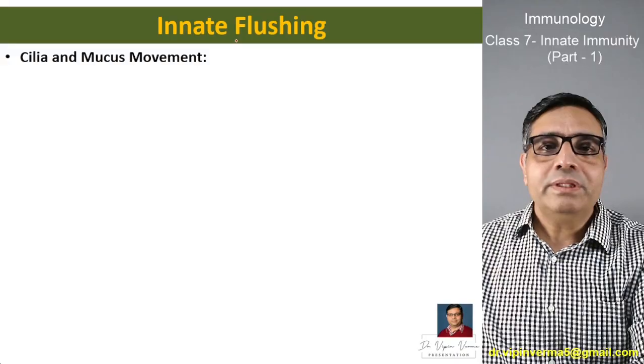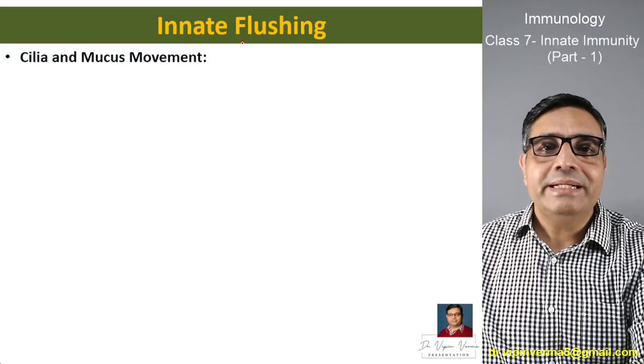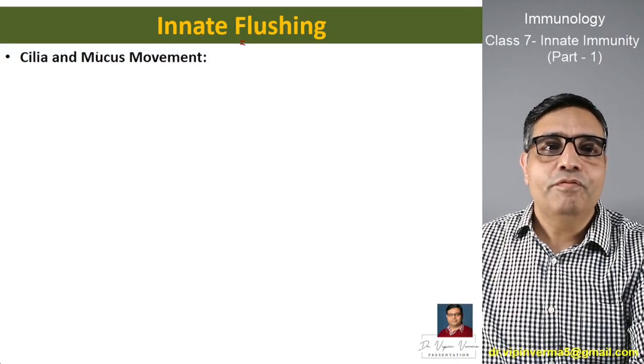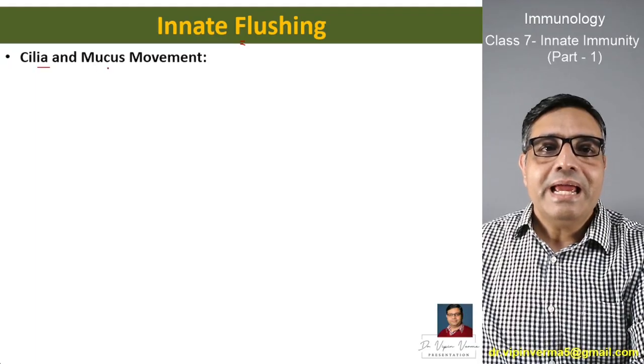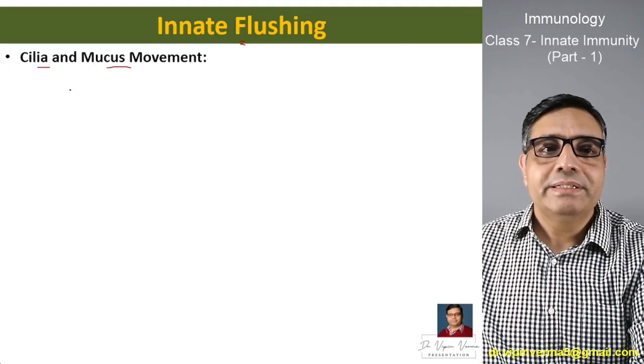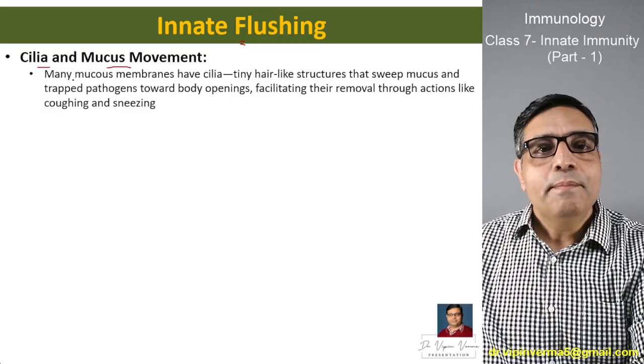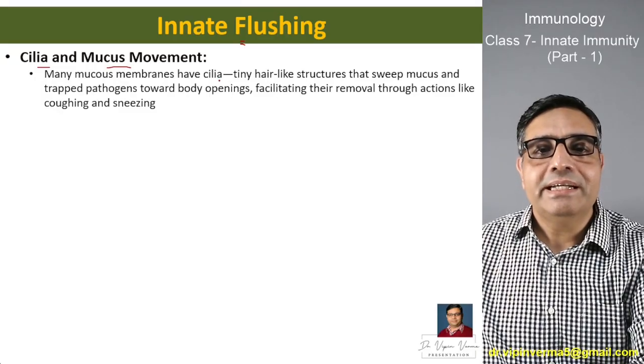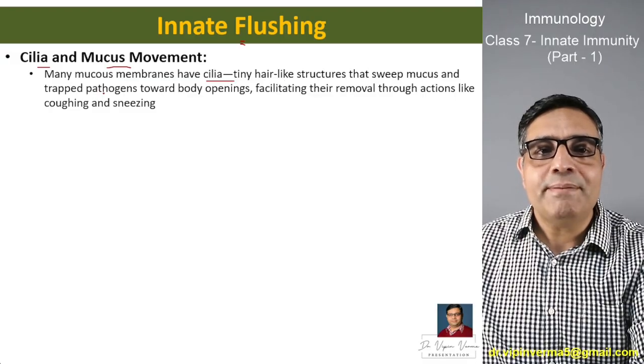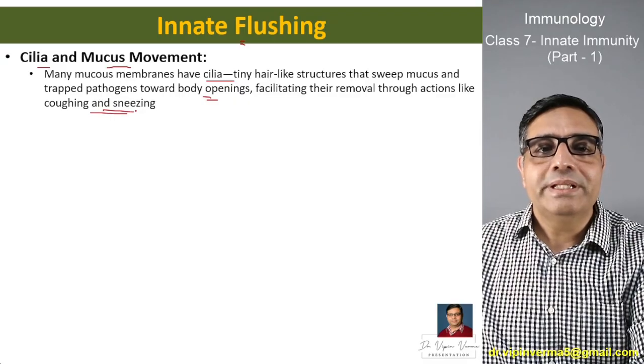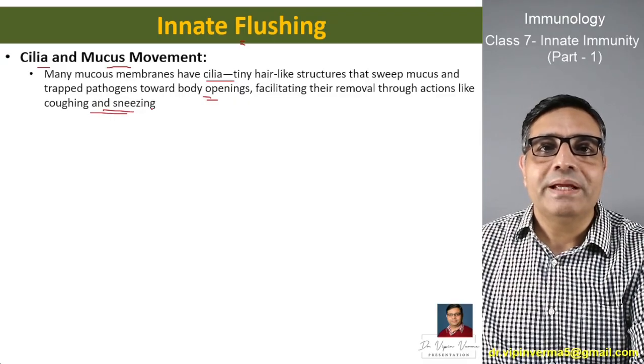Now, the fourth kind of barrier is innate flushing. So we have the cilia and the mucous movement. Here you see many mucous membranes have cilia, and these cilia are tiny hair-like structures that sweep mucus and trapped pathogens towards body openings. They facilitate their removal through actions like coughing and sneezing. So their main function is like mopping.